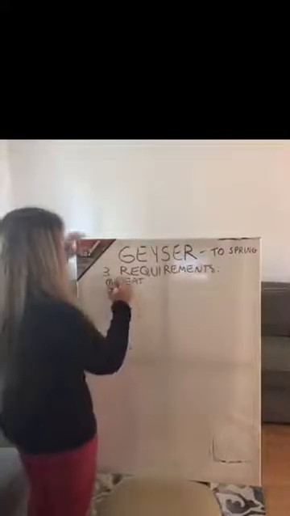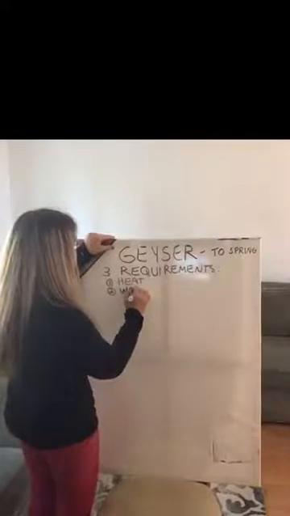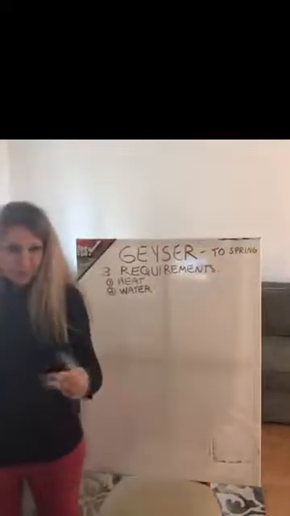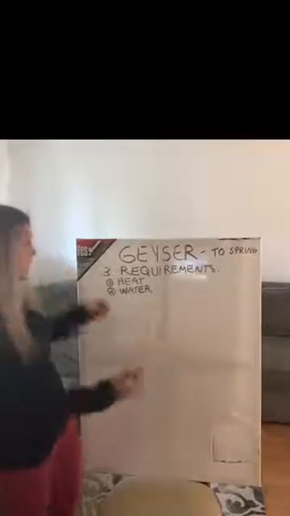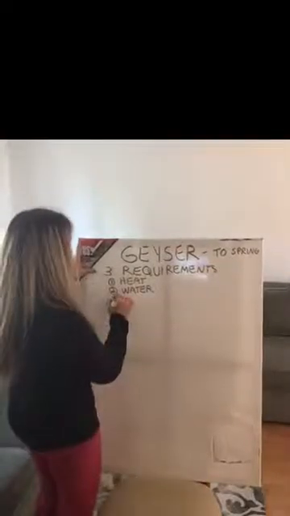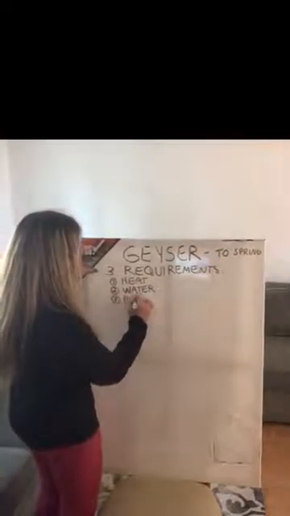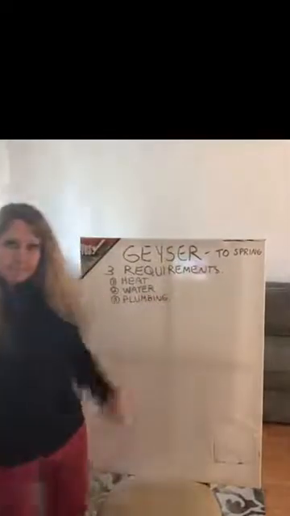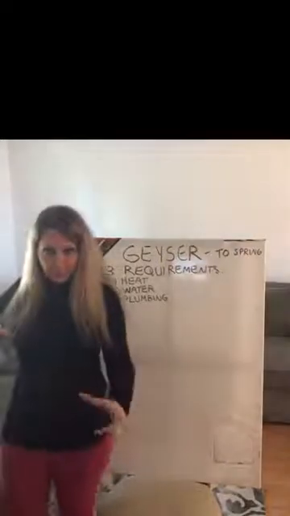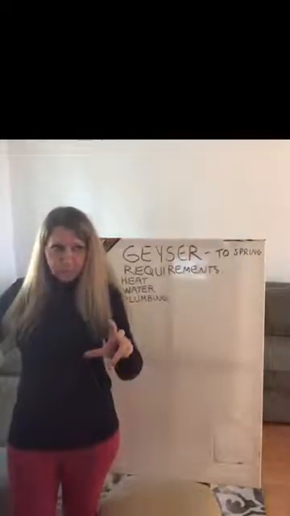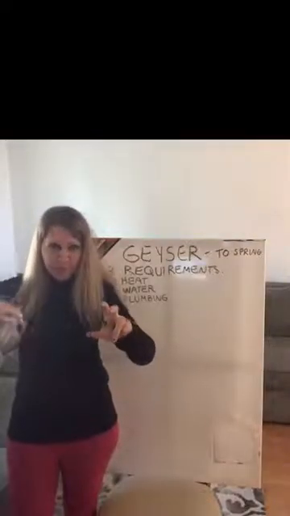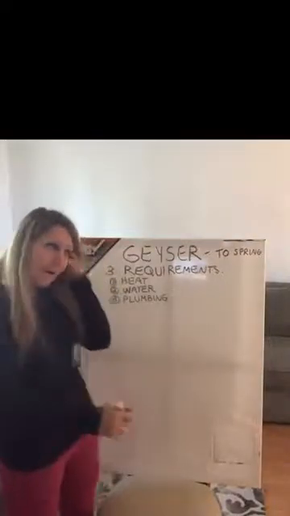Second thing, you need to have a source of water, because a geyser is water, like boiling water. And third thing, you need to have some kind of plumbing system. Plumbing, some kind of maze or labyrinth or channels underneath the earth where this water can travel.